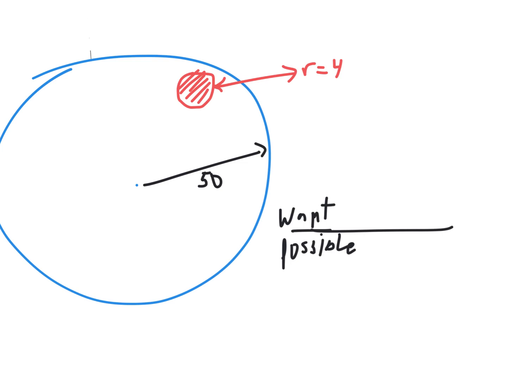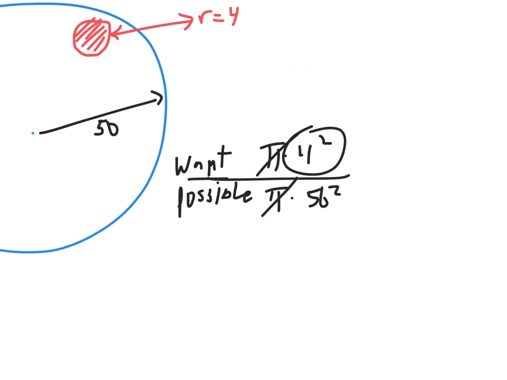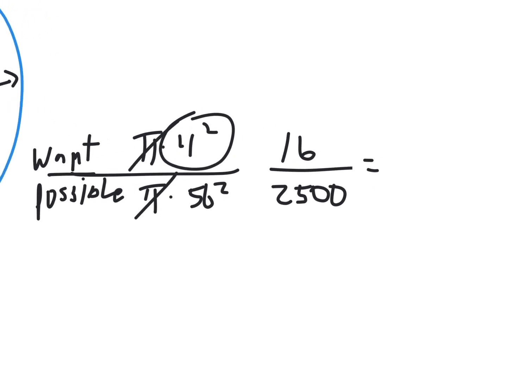All right. What you want is this little red circle, which is pi times 4 squared, which is 16 times pi. On the bottom, we have pi times 50 squared. The pi's can cancel. I don't know if you even thought about that. It would make it a lot easier to do. And then this is really 16 out of 2,500. Can anybody verify that? Thank you. And then that is a really small probability.